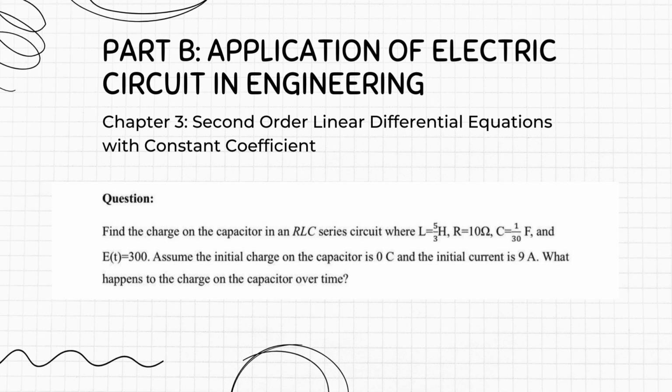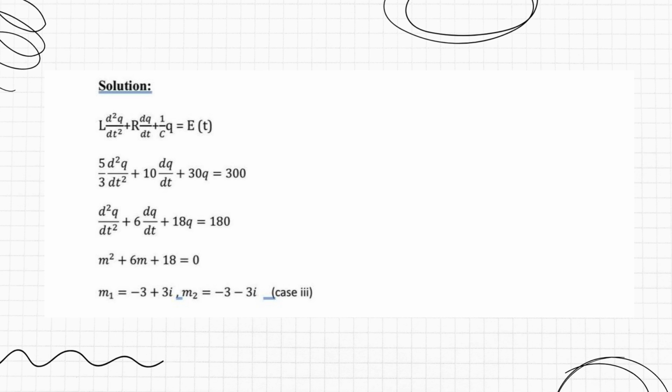Hi, I am Ain Imanina and I will present Part B, Application of Electric Circuit in Engineering, an application from Chapter 3, Second Order Linear Differential Equations with Constant Coefficient. So the question is, find the charge on the capacitor in an RLC series circuit where L equals 5 over 3 H, R equals 10 ohm, C equals 1 over 30 F, and E(t) equals 300. Assume the initial charge on the capacitor is 0 C and the initial current is 9 A. What happens to the charge on the capacitor over time?